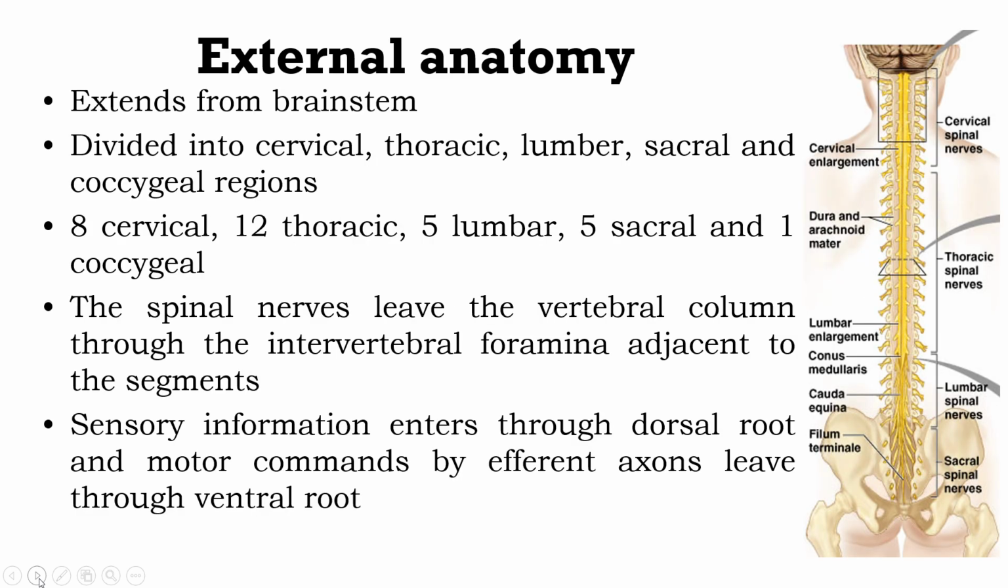All right. So when it comes to the spinal cord, like I said, we are dividing it into the cervical, thoracic, lumbar, sacral, and we also have the coccygeal region. And each of these have specific numbers or vertebrae that are associated to them. And the spinal nerves leave the vertebral column through what is known as the intervertebral foramina, and you have the sensory component entering through the dorsal root and the motor commands by efferent axons through the ventral root.